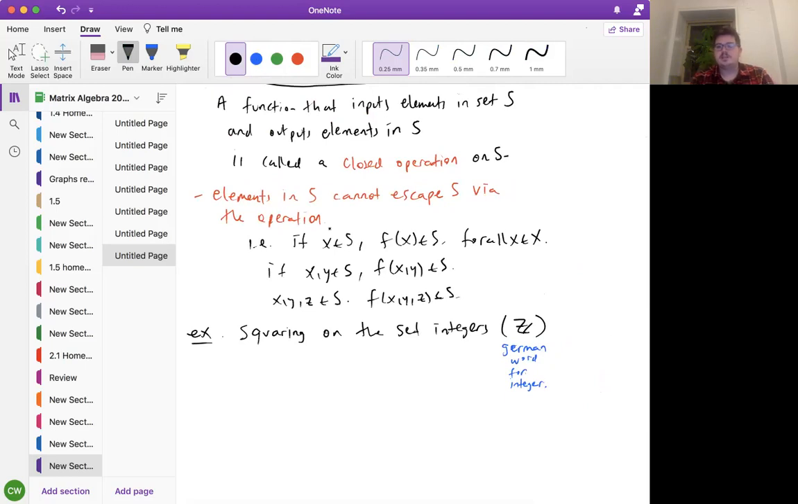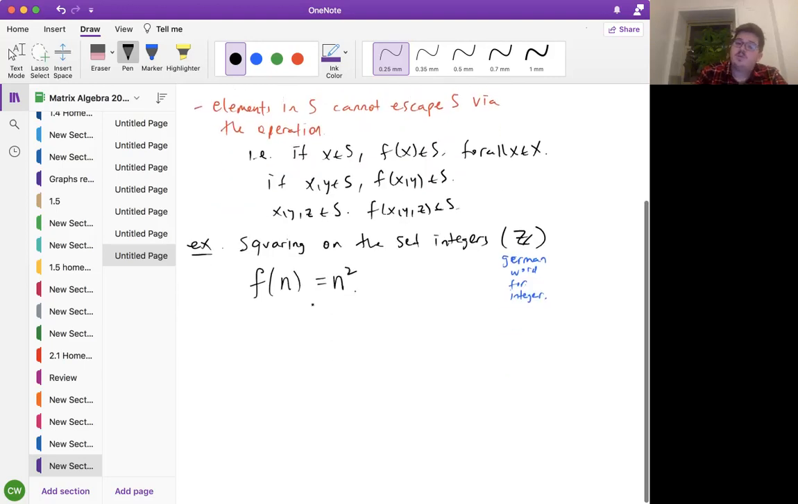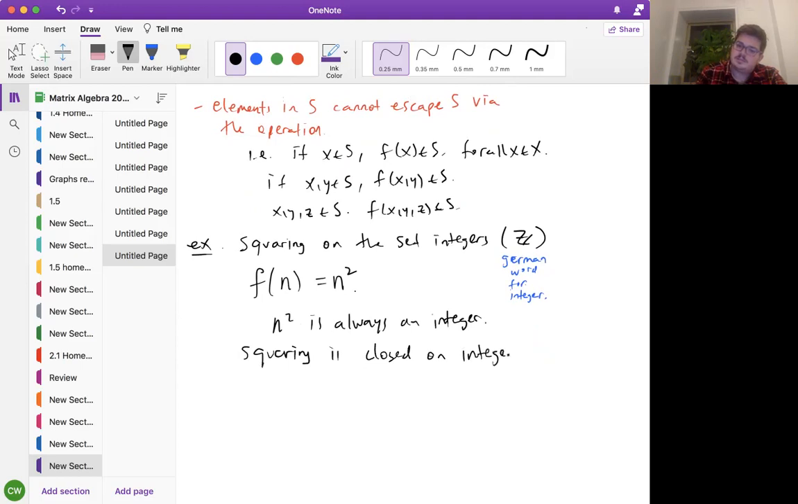So it's a function that inputs elements in the set and outputs elements in the set, right? So first of all, the function is you input n and you output n squared, right? N squared is always an integer. So yes, squaring is closed on integers. Does that make sense, everyone?